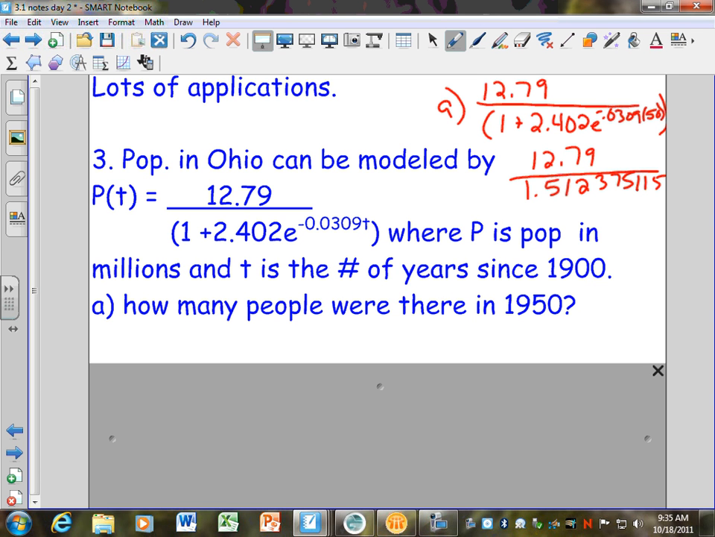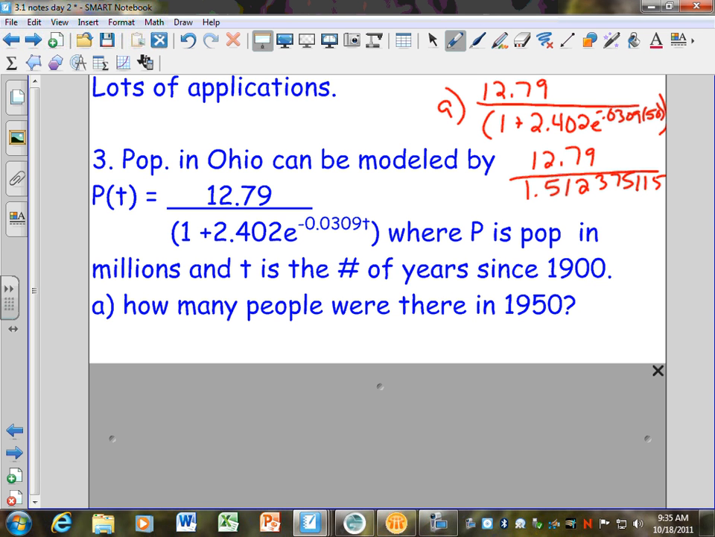Third one down, second element. You have lots of this.